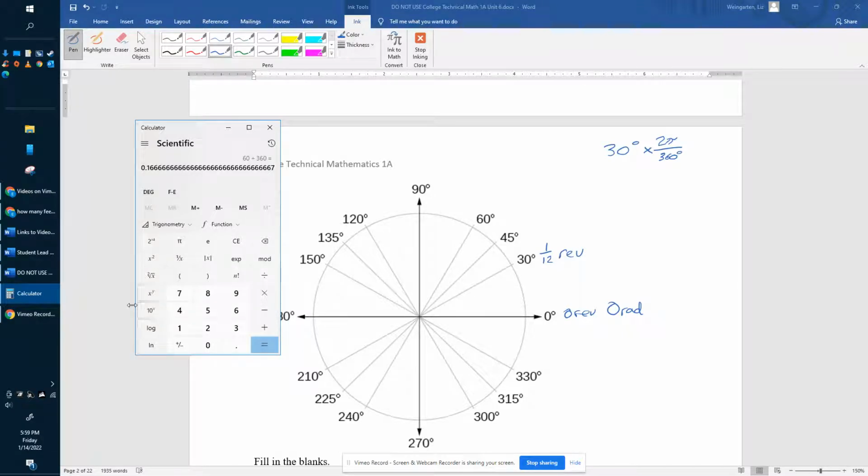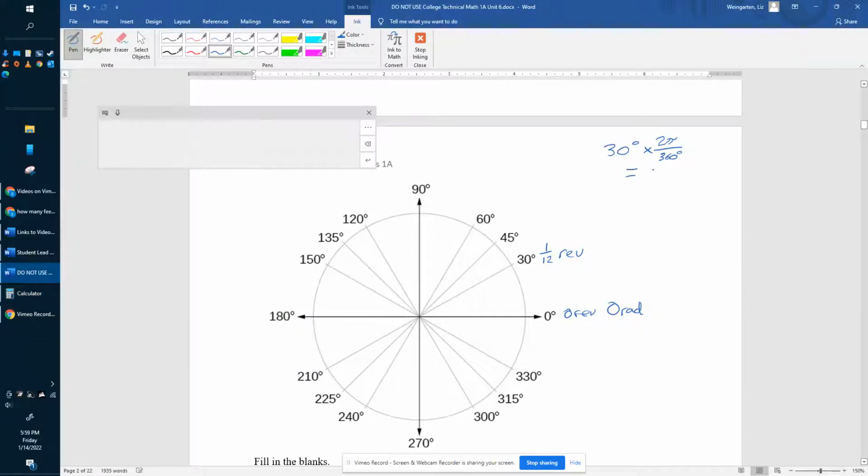So if we wanted to keep that as a fraction, that would be 60 pi over 360. 60 goes into 60 and 360, so it'll be pi over 6. Pi over 6 radians.